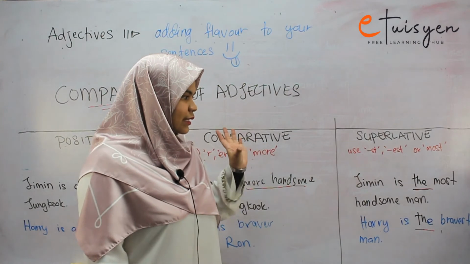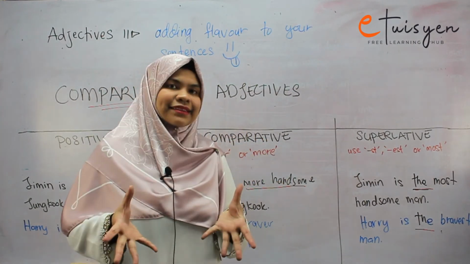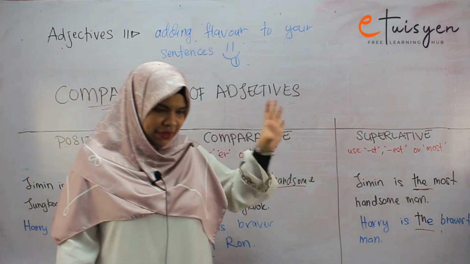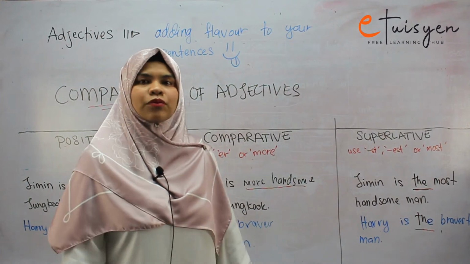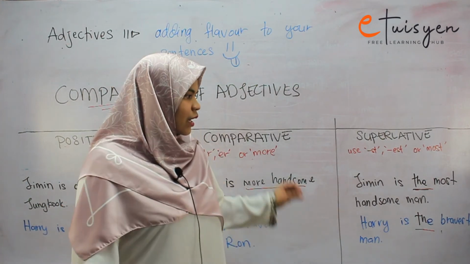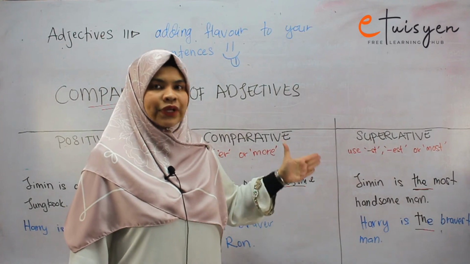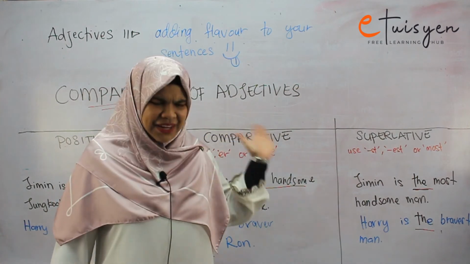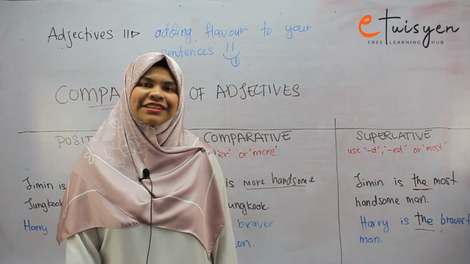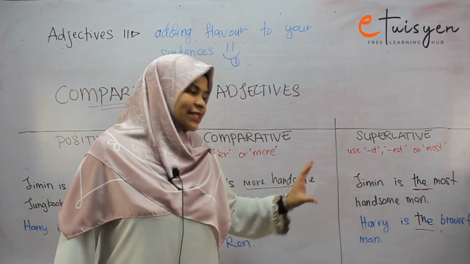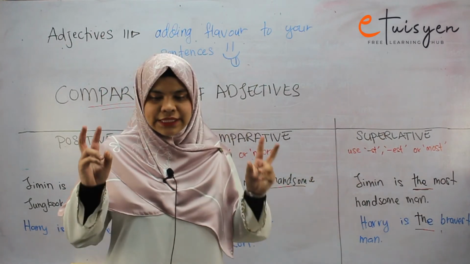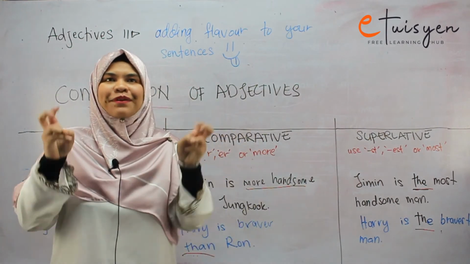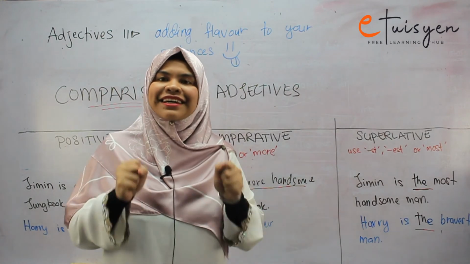Otherwise, it will become general. So if you really wanted to say Jimin is very, very handsome in the world, the most handsome man in the world, you have to put the, okay? And then Harry also, if Harry is the very, very brave person, right? So he is the bravest man. The is important. It's like the indication that it is the highest level.